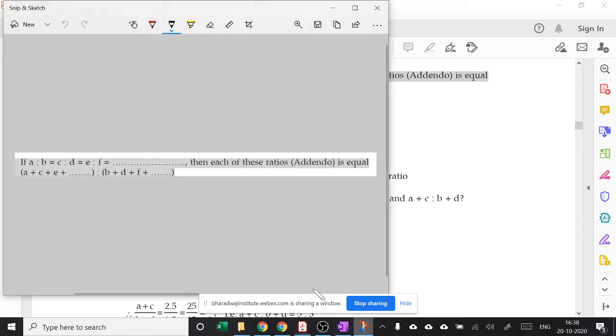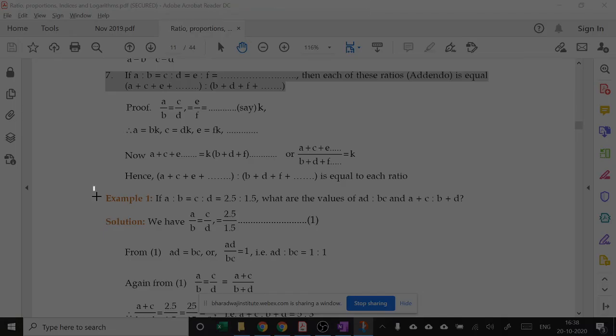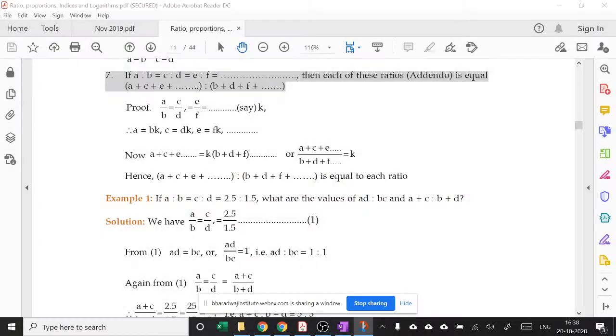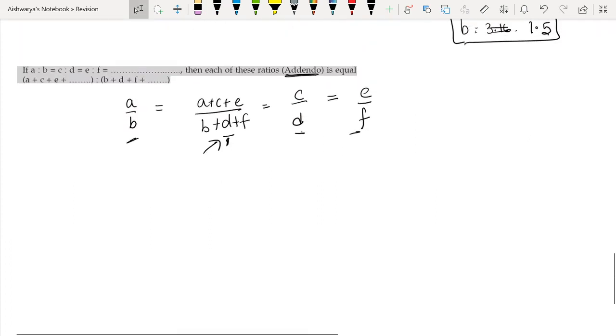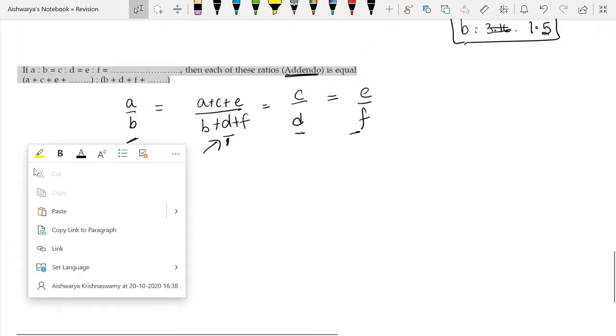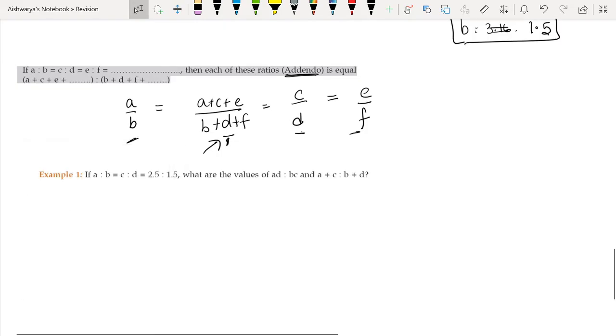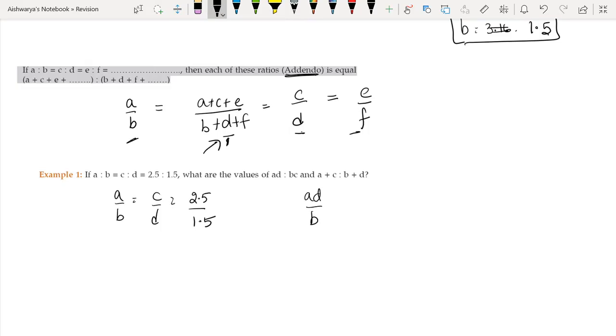Okay, let us look at this question. Two types in which this can be asked. So you have here A by B is equal to C by D is equal to 2.5 by 1.5. Now what are the values of AD by BC? This is the first part of the question. AD by BC is cross multiplication.